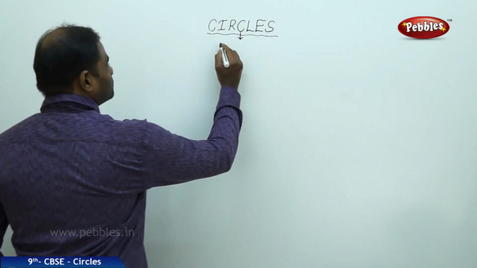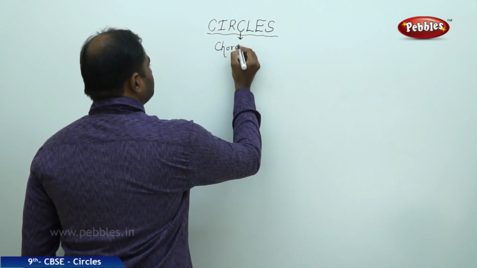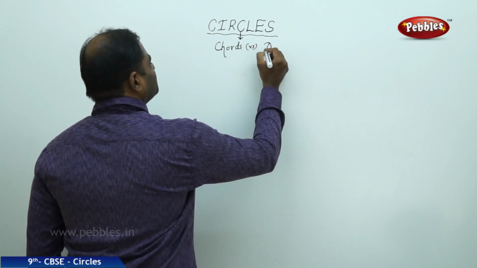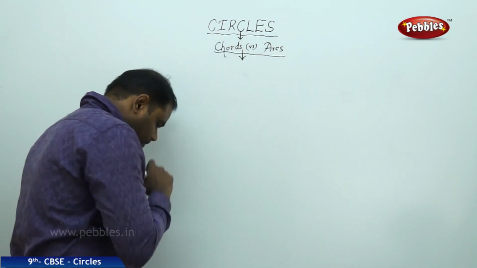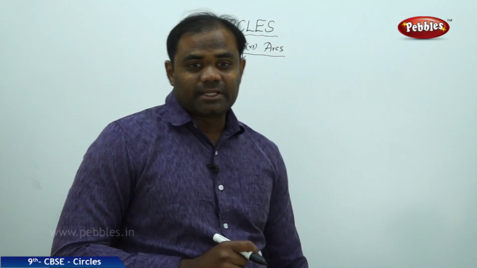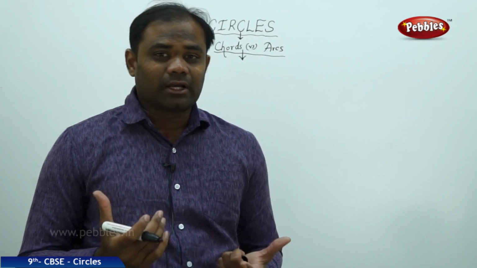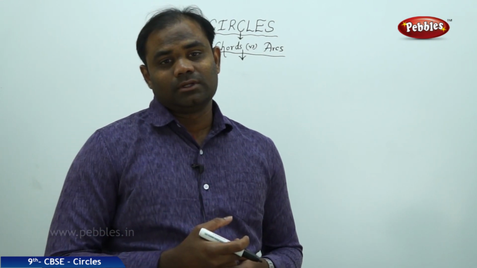Now let's try to investigate the connection between the chords and the arcs. So this session is about connecting the lengths of chords and lengths of arcs. So let's see how we can connect the chords and the arcs. Chords versus arcs. The property says that if I take two equal chords for a circle, then the two arcs made by those chords will be of equal length. Let's see how the property holds.